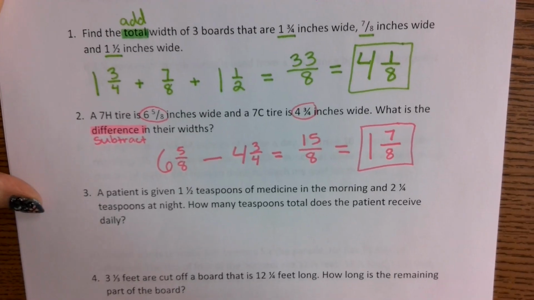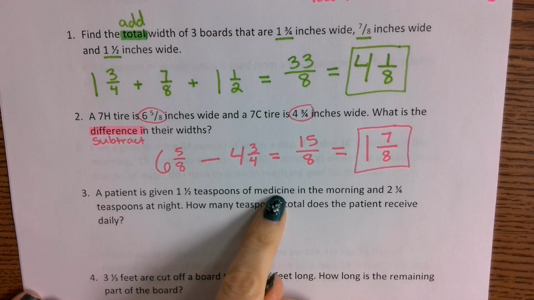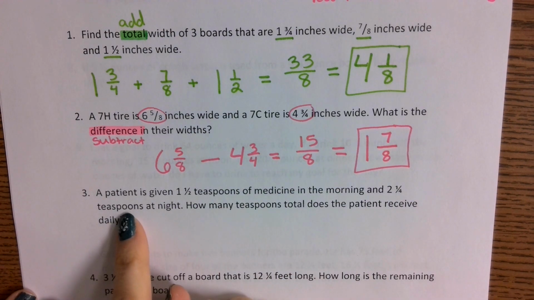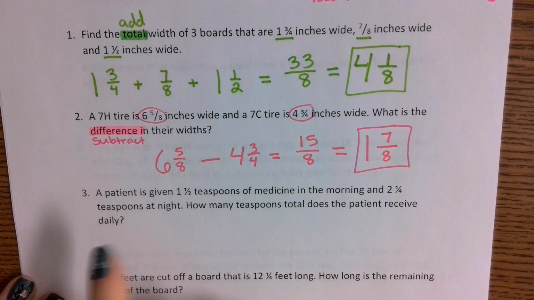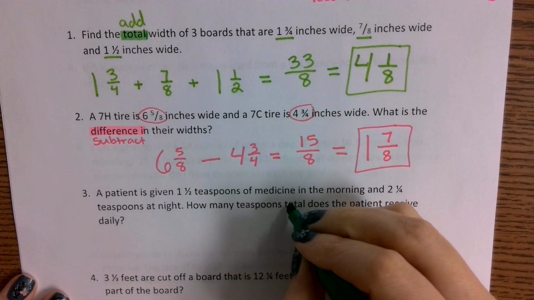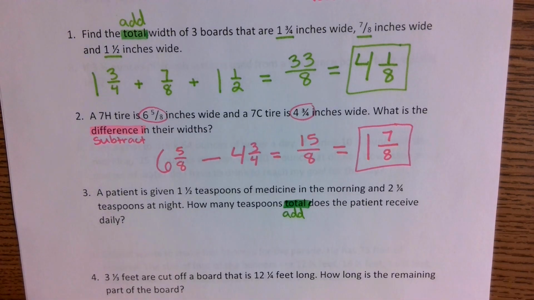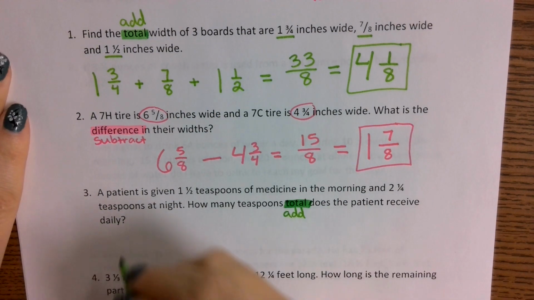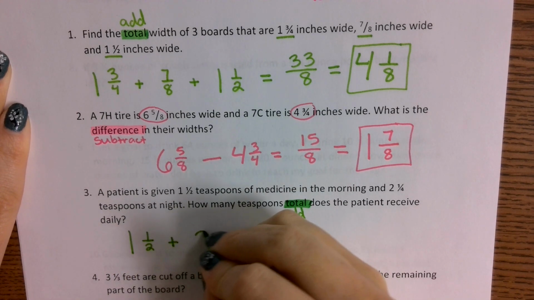Okay, let's take a look at problem 3. A patient is given 1½ teaspoons of medicine in the morning and 2 1/4 teaspoons at night. How many teaspoons total does the patient receive daily? What operation are we going to do, Natalia? Addition. What keyword? Total. Very good. So we said total. Total means that we're going to add. We want to know how much in total are they going to be taking. So we're taking 1½ and we're going to add it with 2 1/4.